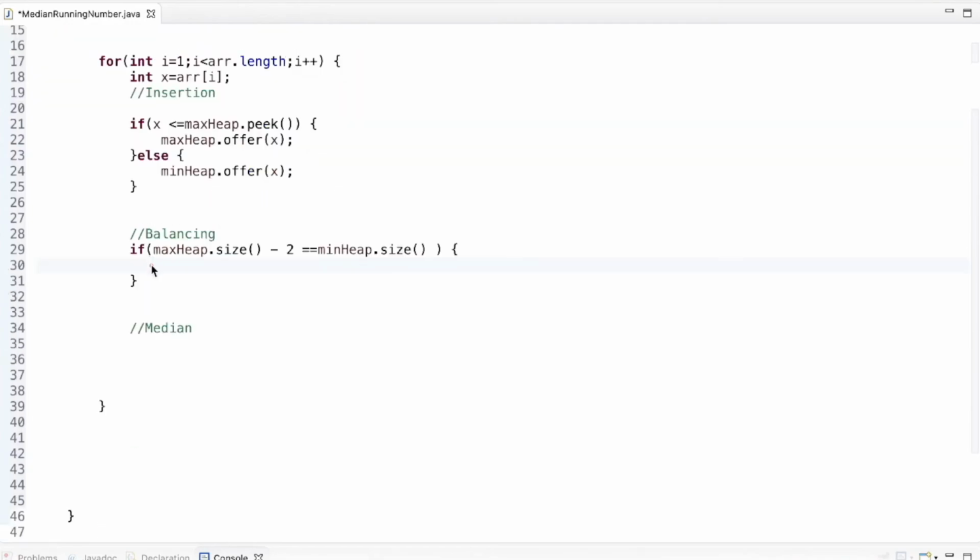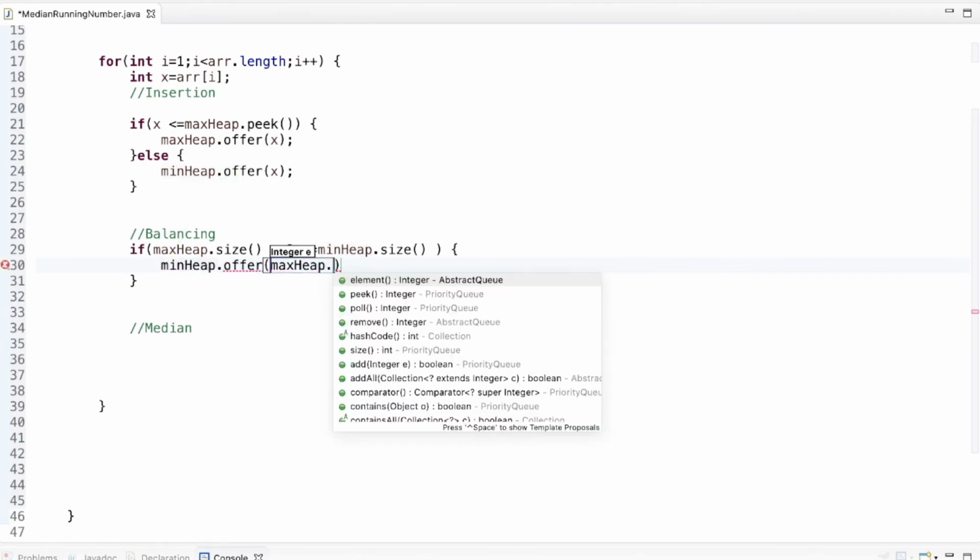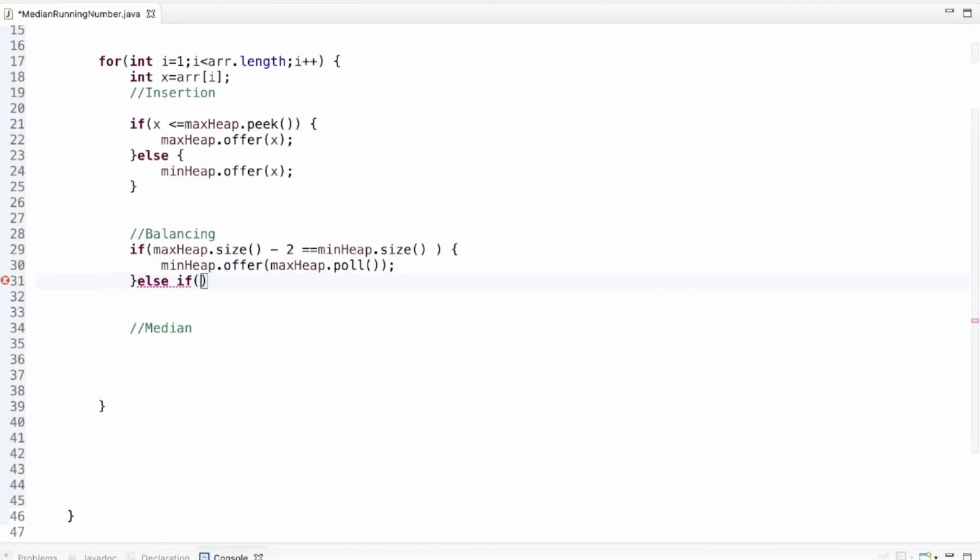If the size of the max heap is greater than the min heap, which means that the number of elements within our max heap is more than that of the min heap, what we will do is pop the root element from the max heap and put it within the min heap. Similarly, we will check if the min heap is greater than the max heap by 2, and we will put the value of the min heap into the max heap.